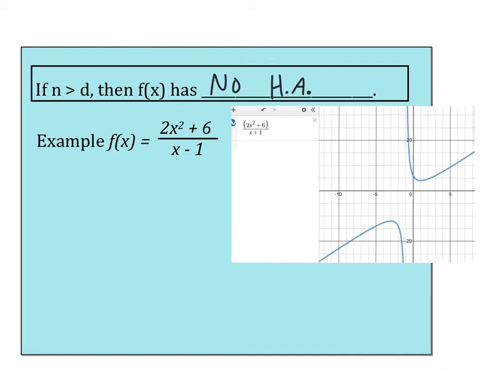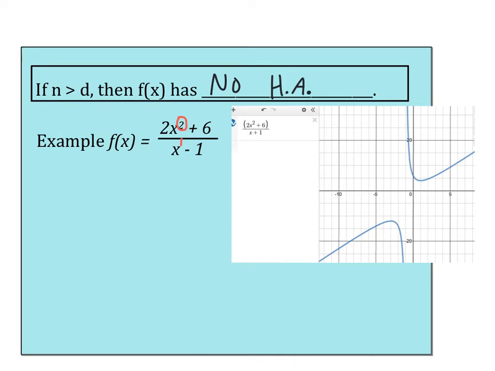Okay, and the reason why is, again, let's just look at the function real quick. Notice the degree of the numerator is 2, while the denominator's degree is 1, right? So the numerator has a higher degree. So what ends up happening in that case is that if you have a fraction, when the numerator is higher, the whole fraction is just going to grow and grow and grow to infinity.